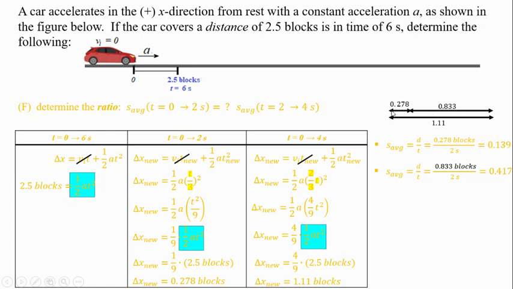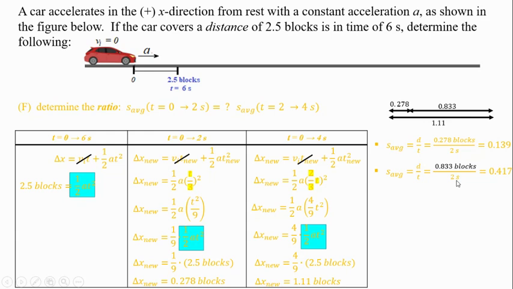So I'm going to say one more time. From 0 to 2 seconds, the car has only covered 0.278. From 0 to 4 seconds, it has covered 1.11 blocks. But I need the blocks from 2 to 4 seconds, so I would just take the difference. Hence, the distance in the numerator here is 0.833 blocks.